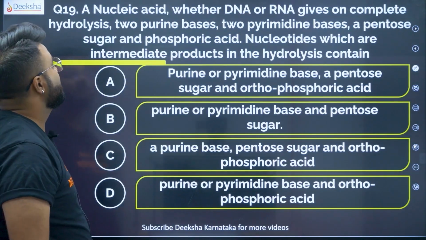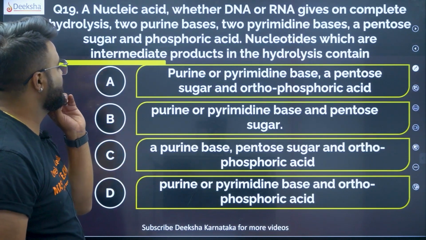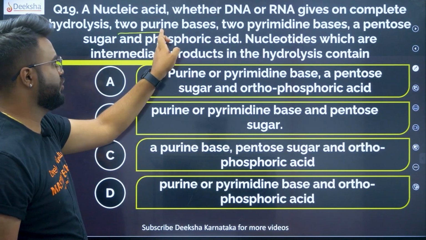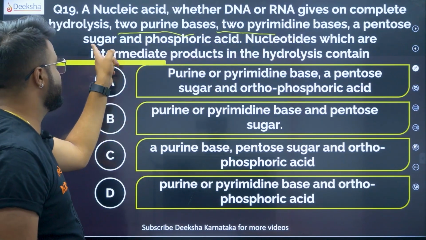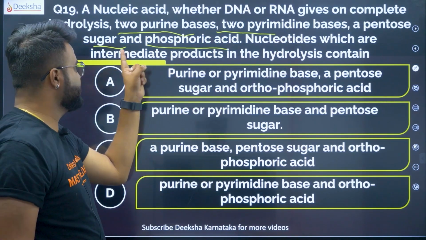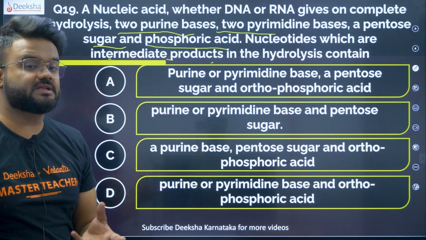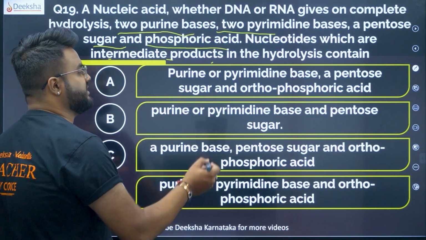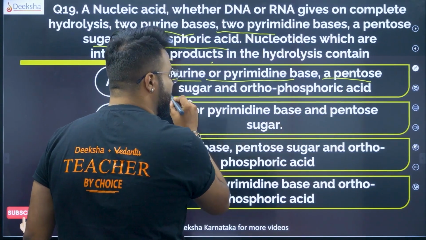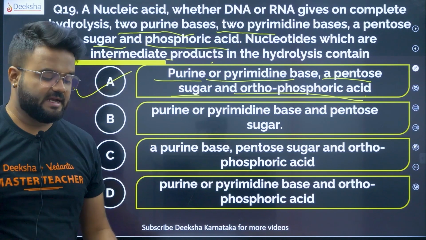Next, a nucleic acid, whether DNA or RNA, gives on complete hydrolysis, that is DNA and RNA on complete hydrolysis, what do they give? 2 purine bases, 2 pyrimidine bases, a pentose sugar and a phosphoric acid. Now, nucleotides, which are intermediate products in the hydrolysis, contain dash. What does the nucleotide contain? We know that nucleotide contains either a purine or pyrimidine base with a pentose sugar and orthophosphoric acid. Therefore, option A will be your correct answer.